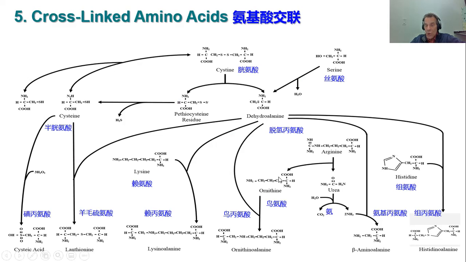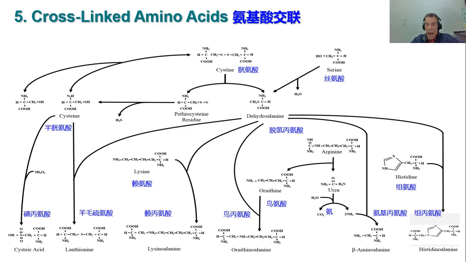Dehydroalanine will react with ornithine. It will react with histidine. It will react with lysine. It can also react with cysteine to create lanthionine, with lysine to create lysinoalanine, with ornithine to create ornithinoalanine. Not something you find in protein, but it can react with histidine, creating histidinoalanine.